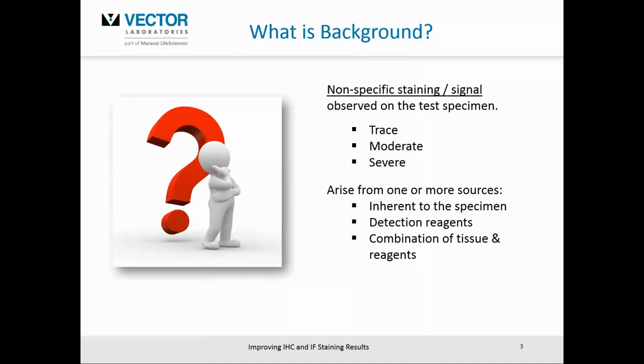But regardless, the background can certainly arise from one or more sources. As I've indicated here, it could be inherent or endogenous to the particular specimen that you're working on. It could also arise from the detection reagents, or indeed a combination of both the specimen and the reagents that you've chosen to use.